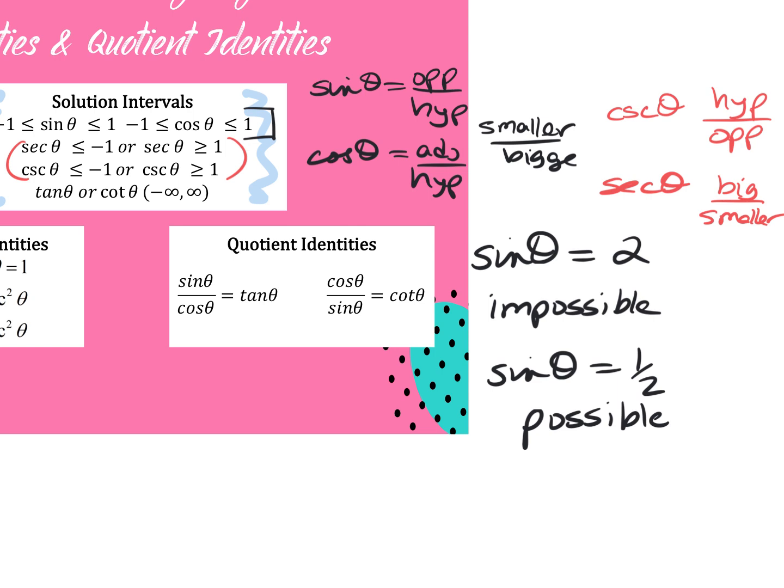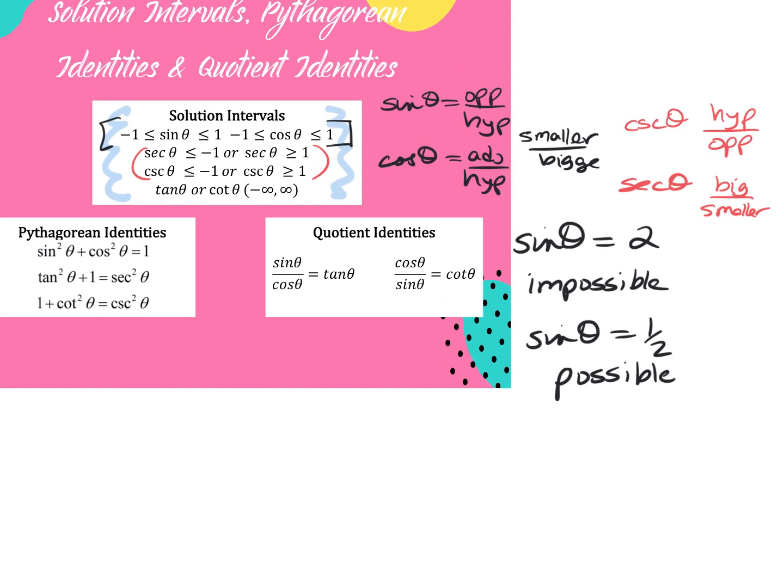And it could be equal to 1. And then the last thing that they're showing here is that tangent and cotangent, depending on what your opposite and adjacent sides are, it could be a regular fraction or an improper fraction. So that's why it's all real numbers. Tangent and cotangent could be anything.